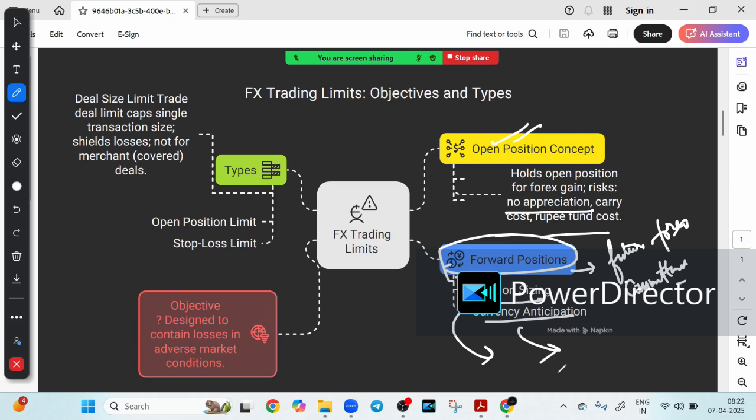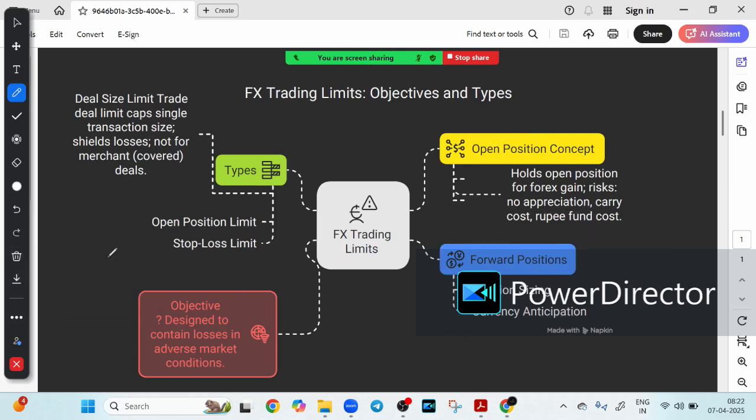So to summarize, these FX trading limits are not just a compliance tool, they are the bank's safety net, balancing profit potential with risk control, a must-know for anyone serious about forex treasury. I hope we have discussed the major kinds of forex trading limit in this particular slide.